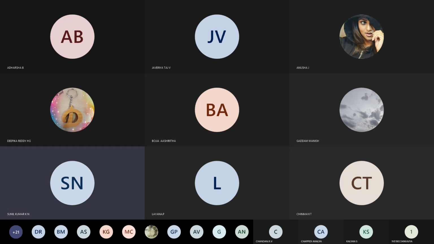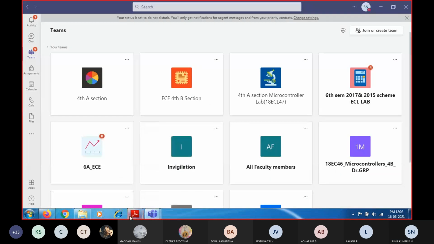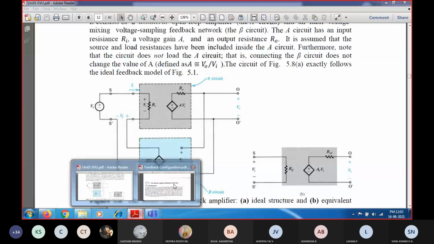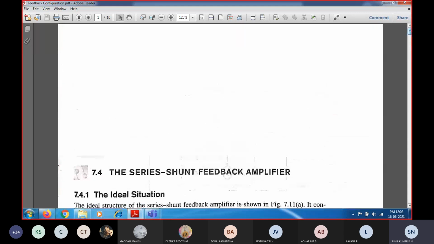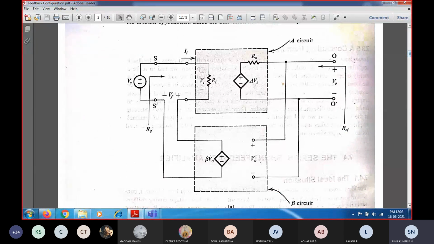So in the last class, we were studying the ideal series-shunt configuration feedback amplifier, in which we have seen the series-shunt feedback amplifier configuration. In this series-shunt feedback amplifier, we have just considered the main amplifier and the general feedback structure of the amplifier.